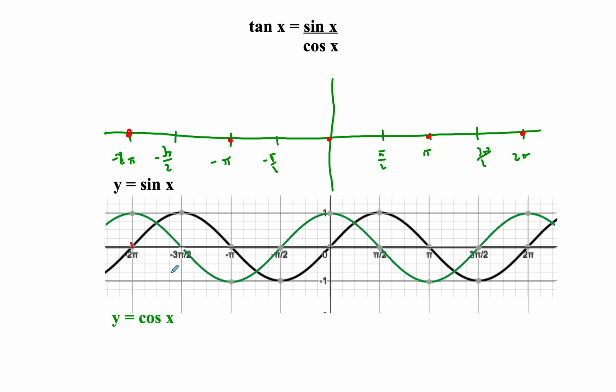The other key thing that's happening is that cosine x at some points is equal to 0. In fact, here, here, here, and here, which means that there are asymptotes. Remember, in a rational function, when the denominator is equal to 0, we get a vertical asymptote. So we get vertical asymptotes to this graph every time cosine is equal to 0.